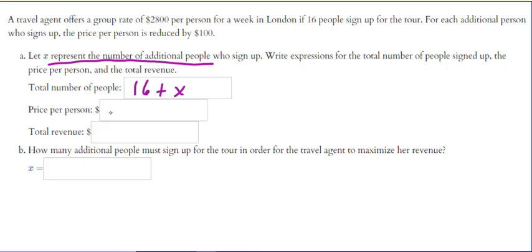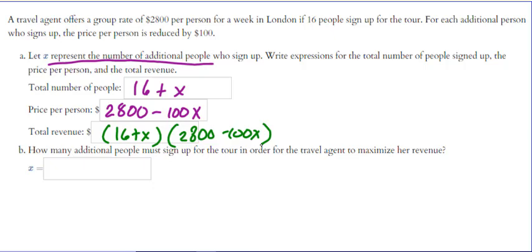Now, price per person, $2,800 minus 100 times X. For every person that signs up, there's $100 off of that. So if nobody signs up and it's just the 16 people, zeros go in for the X's for both expressions, and you get 16 at $2,800, which is what you initially started with. Now, total revenue would be these two multiplied. That would be the total revenue.